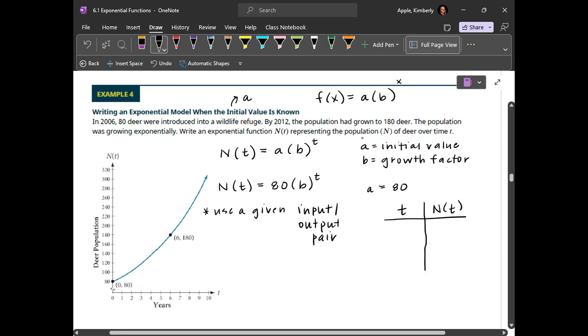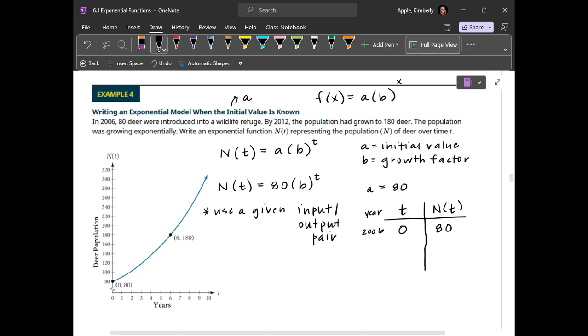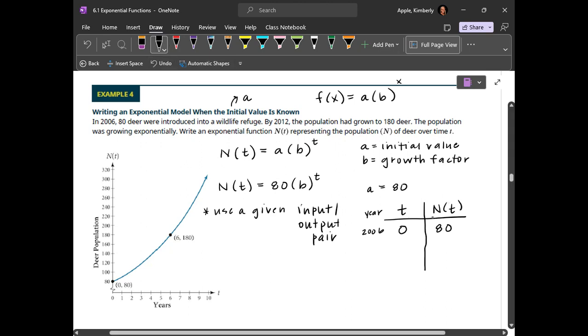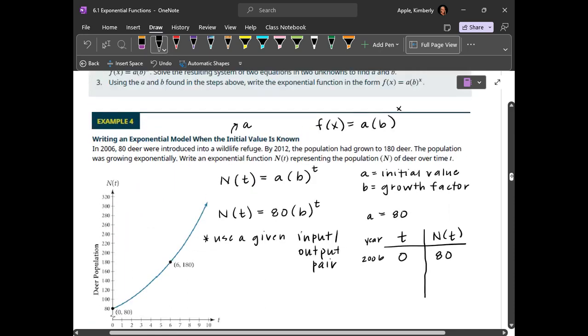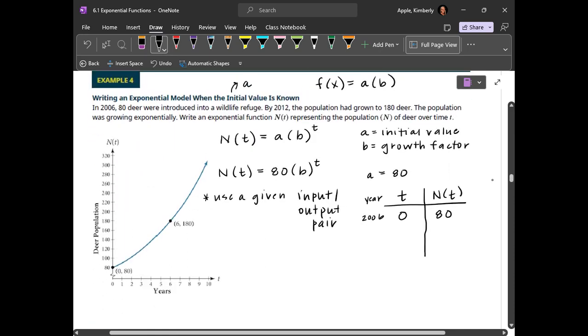Well, remember when we're working with exponentials, I call the starting point year zero. And so what year is that? That's going to be 2006. So let's make a column for the year. And in 2006, what is that population? Well, that's 80. That's how I got my initial value. Recall that the y-intercept is at 0a, and that's the initial value a. That's why it's important to redefine the inputs from year to years since 2006, so it's easy to obtain the starting value.